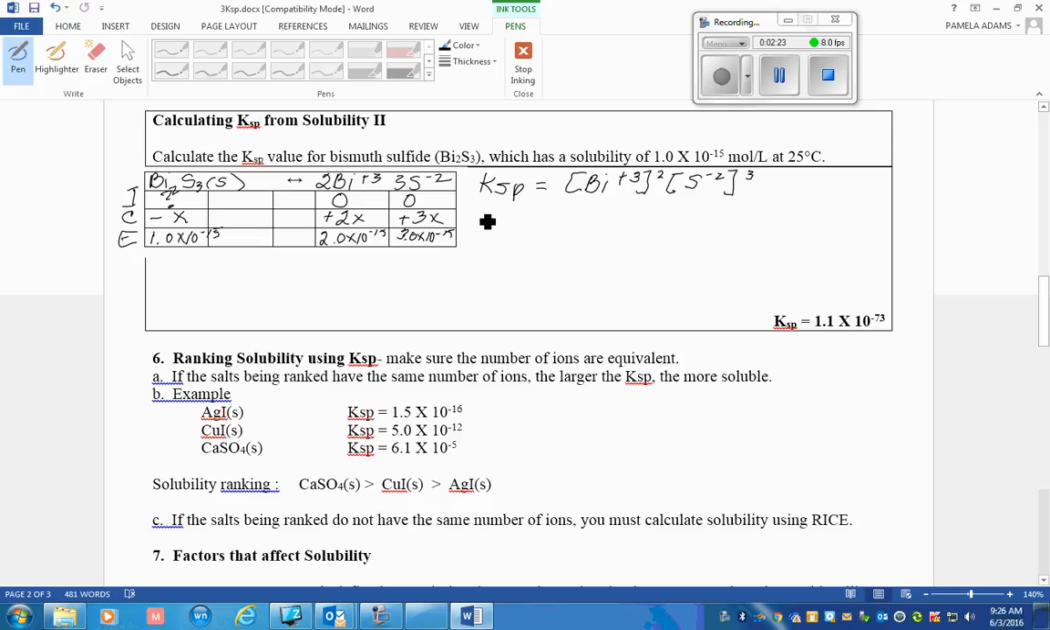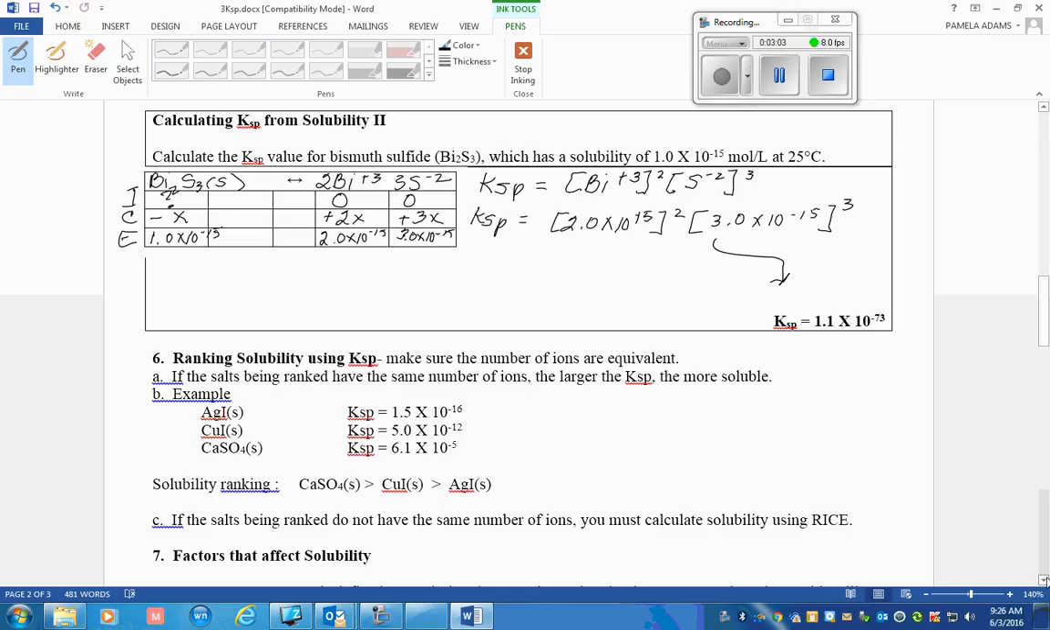So we can find the Ksp value by substituting into this expression, where the bismuth ion molar concentration, or molarity, is this value raised to the 2nd power, and the sulfide ion concentration is this value raised to the 3rd power. And when we do our math, we find that the Ksp for bismuth sulfide is a very, very small value, 1.1 times 10 to the negative 73rd.